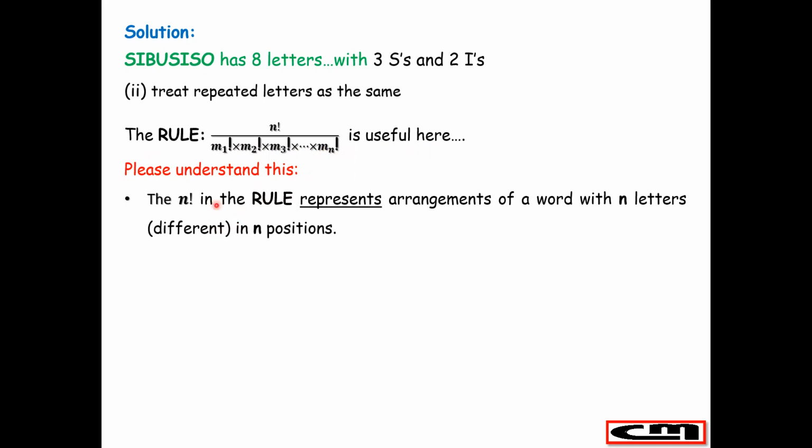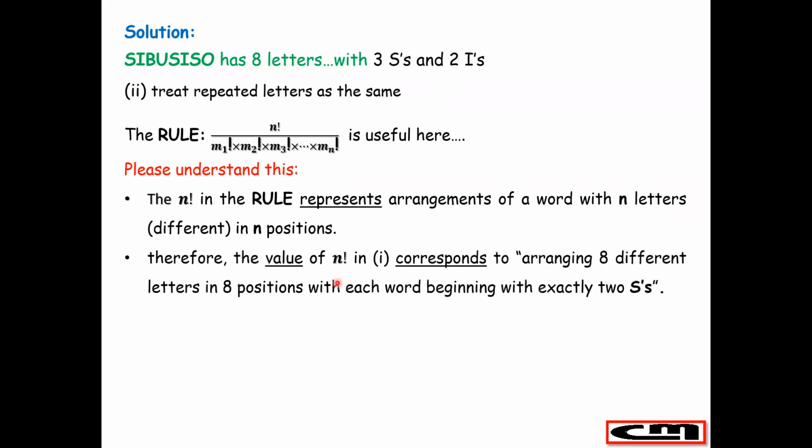You need to understand that the n factorial in the rule represents arrangements of a word with any letters that are different in any positions. That means this n, we are arranging any different letters in any position. Then it's simply n factorial, right? Now, the value of that, I'm simply saying value to mean the number that is going to occupy this, if I am to use the rule, in 1.